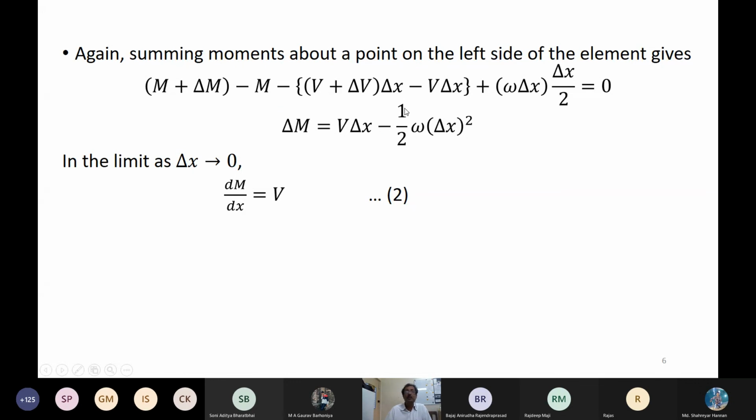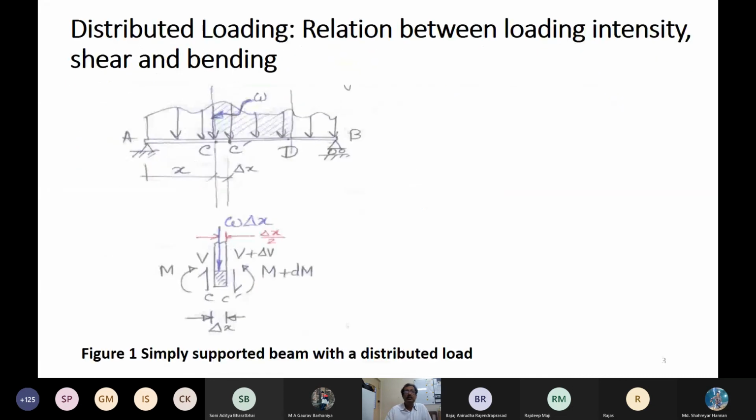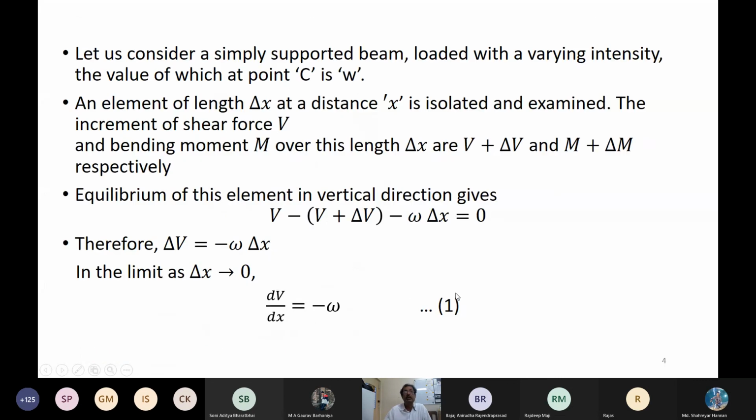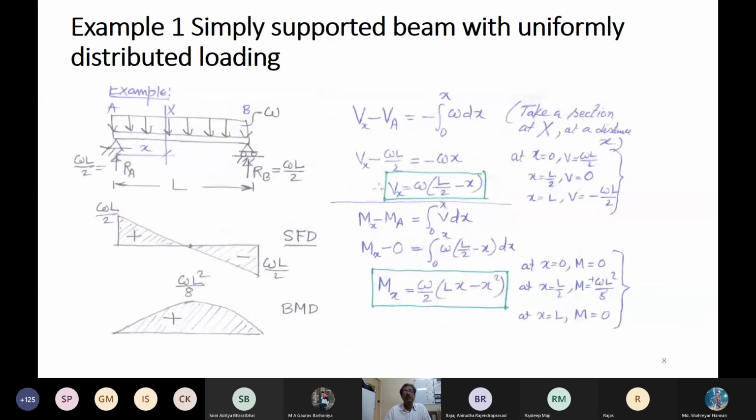I have made a mistake. One student from the last class, he pointed out that V dx should not be there. I have made a mistake because I have taken a moment here. So that makes this V dx vanish, at a distance dx. So this should not be there. Anyway, you check it. So this is the moral of the story.